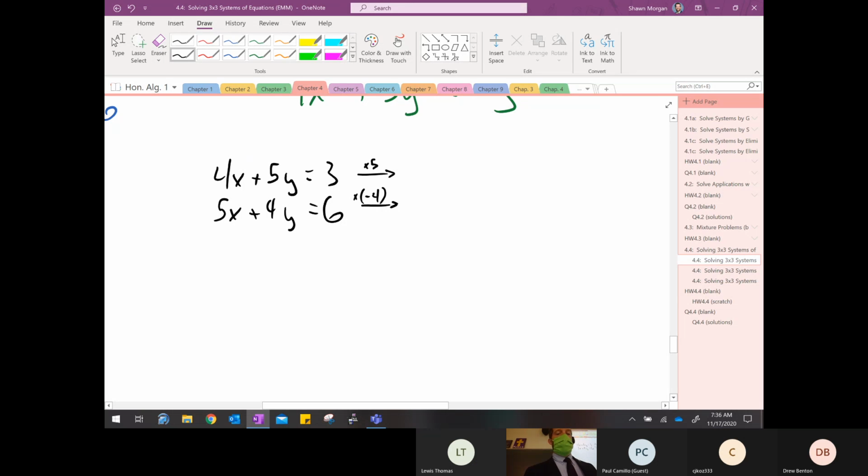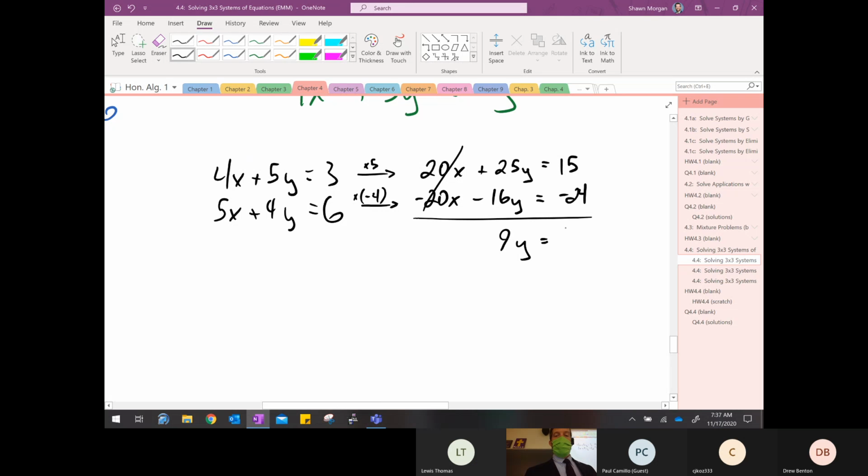So that one of them can be positive, one of them can be negative, because I like to do it that way. 20x. Don't mess up the small details, right? 5 times 5 is 25y. 15. -4 is going to be -20x. I like that. -16y and -24. X's are gone. Ooh, what's that going to be? 9y. Y'all double check my arithmetic. And then -9. So y equals -1.